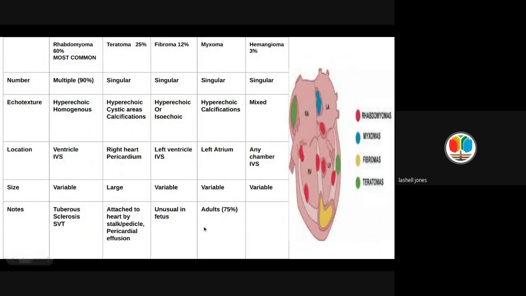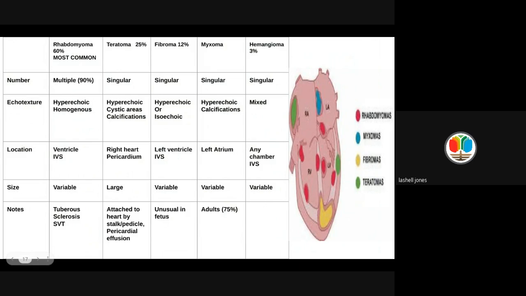Okay, so now we're getting to the cardiac tumors. The most common cardiac tumor is your rhabdomyoma, 60%. Most commonly it's multiple, at 90%. The ultrasound feature of it is more hyperechoic, homogeneous. Location is ventricle or IVS. Size is variable. You can see either small or large ones. And note tuberous sclerosis, and you see tachycardia with rhabdomyoma.